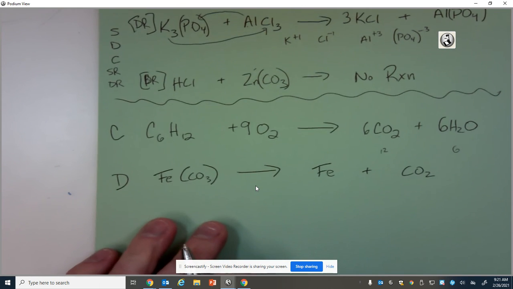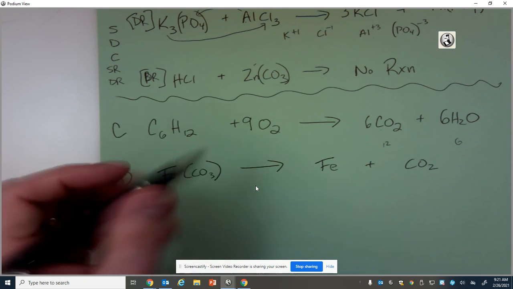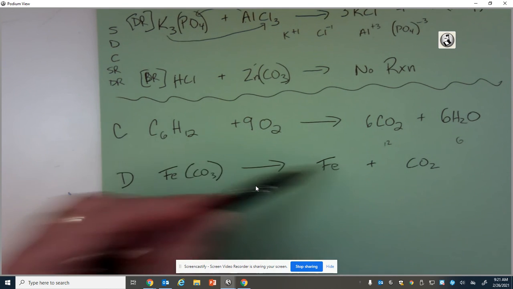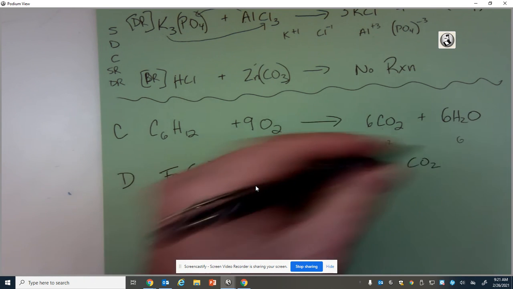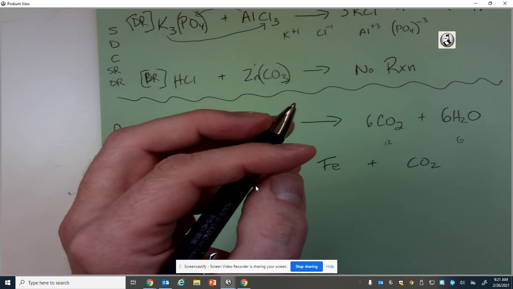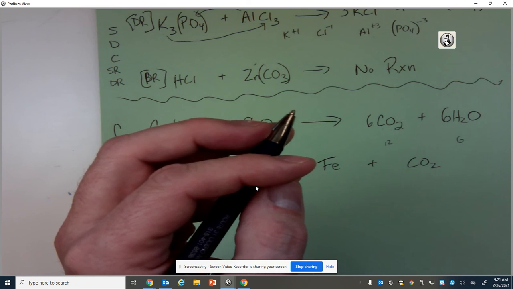Now we have to balance this thing. All right, so 1 carbon, 1 carbon, 1 iron, 1 iron, but we have 3 oxygens and 2 oxygens. So we got to get, actually, do I want to use this one?